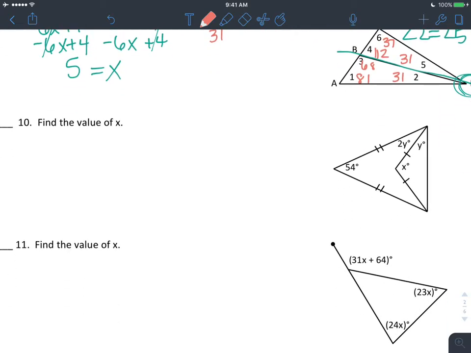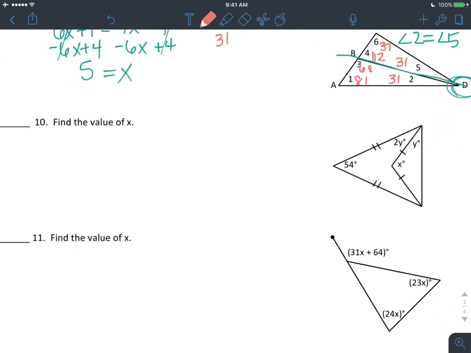All right, moving on to number 10. Number 10 is a little bit tricky. These two angles create this whole big angle in the big triangle. So the measure of that angle can be represented by 3y. We also know that this angle is congruent to the 3y because it's a nice isosceles triangle.